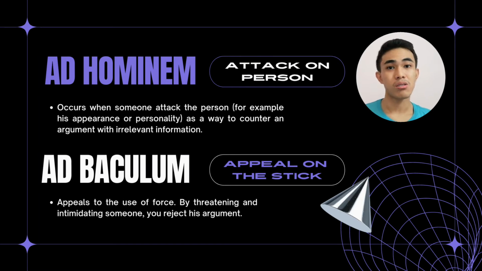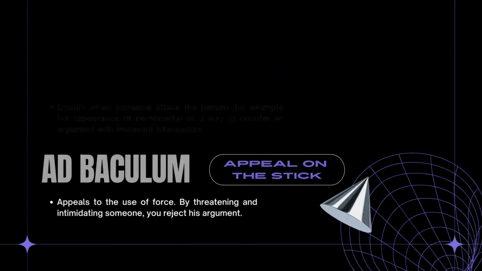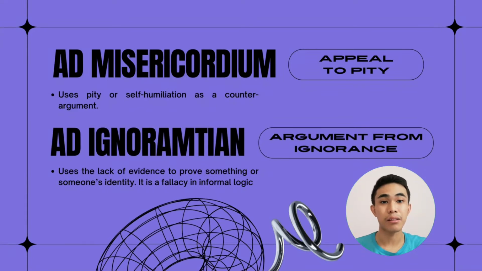So next is the ad baculum or appeal on the stake. This argument appeals to the use of force. By threatening and intimidating someone, you reject his argument. For example, pag hindi ka nag-engineer, kalimutan mo na may tatay ka. Tatapon kita sa lansangan at ipapabugbog kita sa mga tambay. So that's an example.